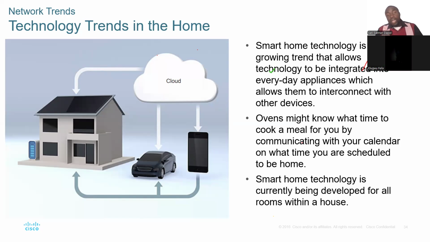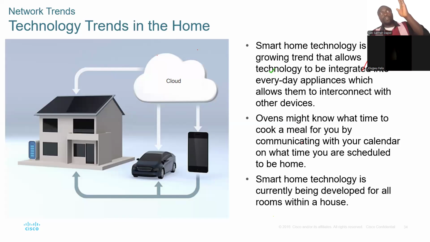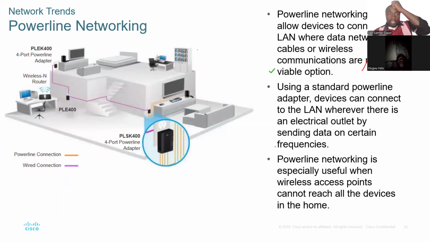It's a growing trend that allows technology to be integrated in everyday appliances and allow them to interconnect with other appliances. Ovens might know what time to cook a meal for you by communicating with your calendar or what time you are scheduled to be at home. That's a smart home. Sometimes the moment you walk in, you discover that the light comes up and the radio begins to play and tells you welcome and things like that. So that is smart technology.